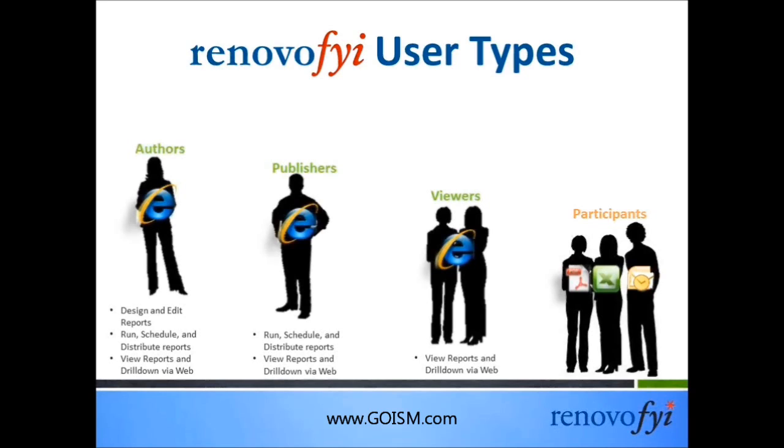And so this is just a slide to show you what some of the different options are in terms of the types of users. The authors, publishers, viewers, and participants. So the participants over here on the right, these are the ones that get the email delivery of the reports. As I mentioned before, these do not require a license. They don't cost anything. The viewer is the one who would be able to, in addition, click on the hyperlink or go to the web and drill down on the reports interactively. They can only view reports. They cannot run the reports. And keep that in mind. But they do require a license.